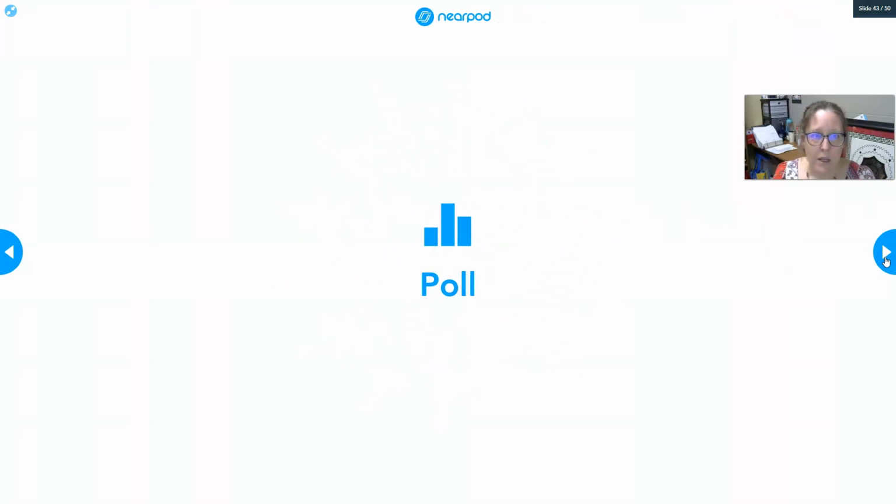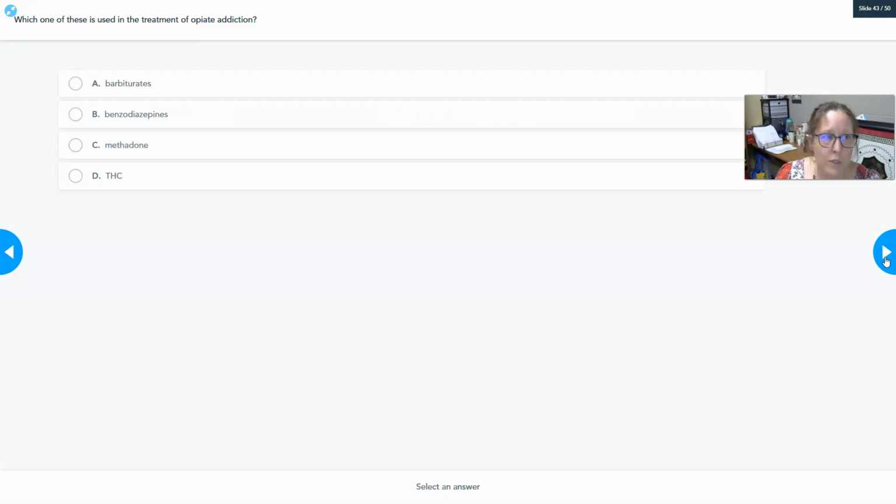Another little check knowledge question. Which one of these is used in the treatment of opiate addiction? One of these is in there.